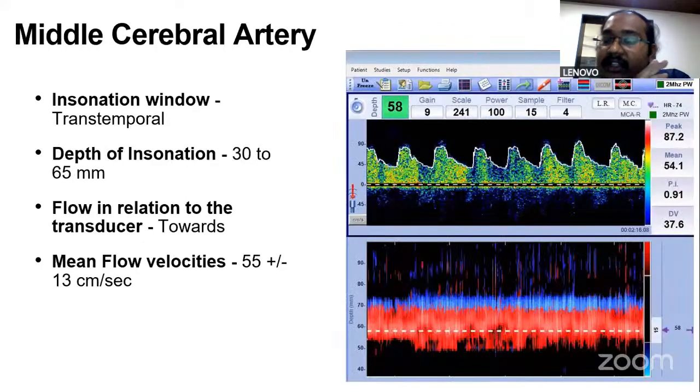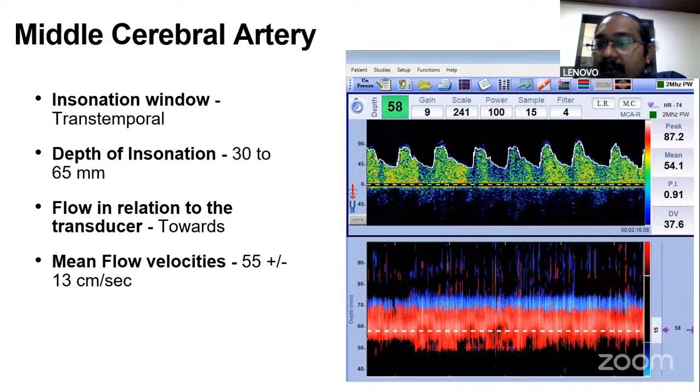So with this knowledge of windows, now we would like to proceed and try to identify the arteries. The first artery, with the most significant information, is the middle cerebral artery. It is said that if you are a beginner in TCD, you need to try and get at least the middle cerebral artery, which is of course many times easily achievable.